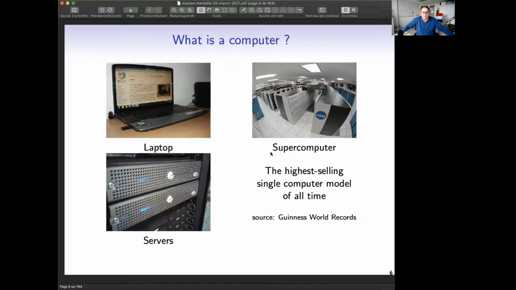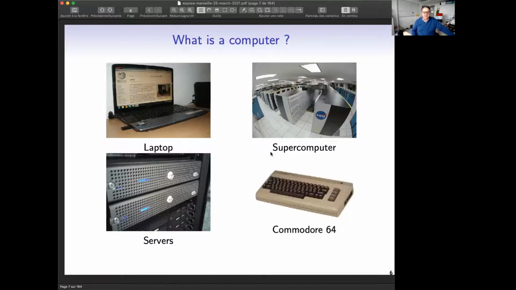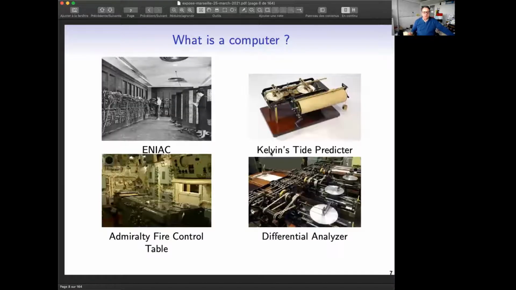It includes supercomputers, it includes servers or machines like this. Or, by the way, the highest selling single computer model of all time, according to the Guinness World Record, if you know what it is. This is stuff that the oldest of you know. This is Commodore 64. So you know computers could be used to play games, and this is one type of computer.